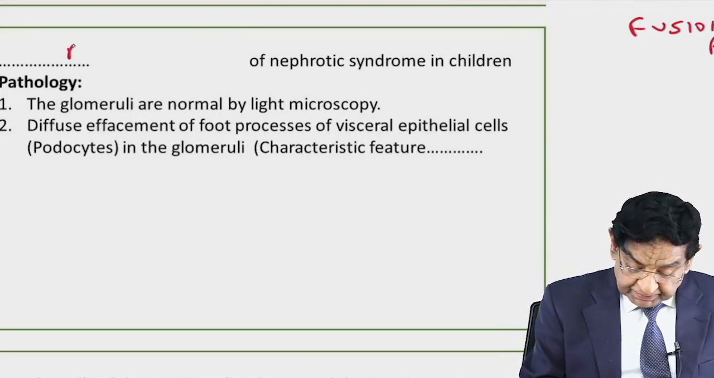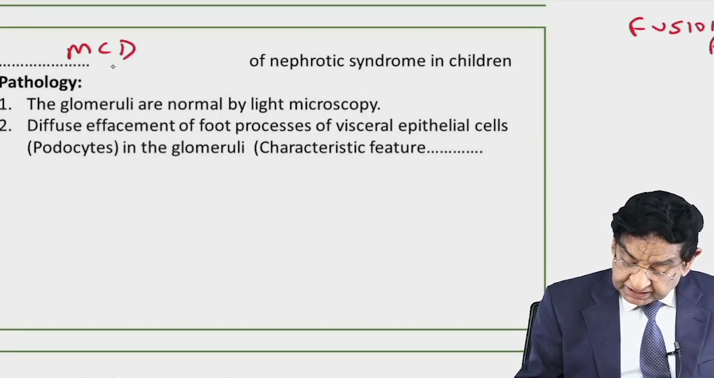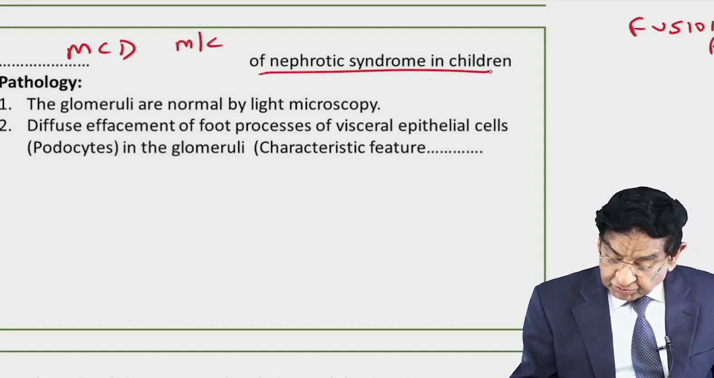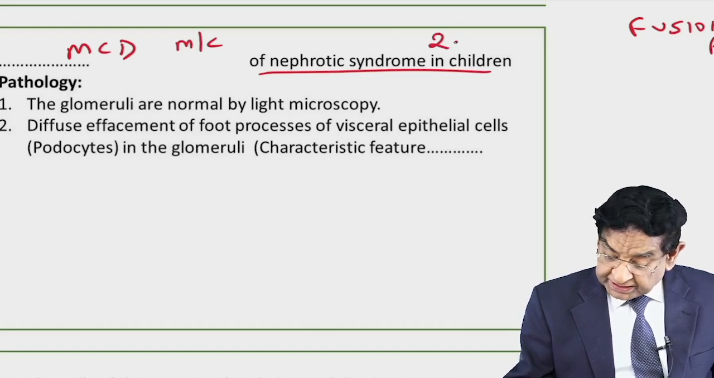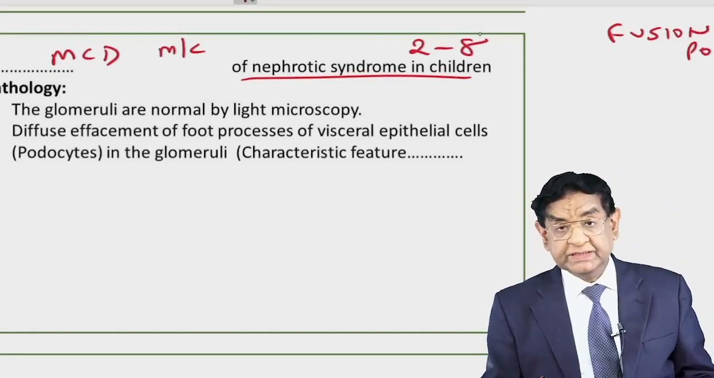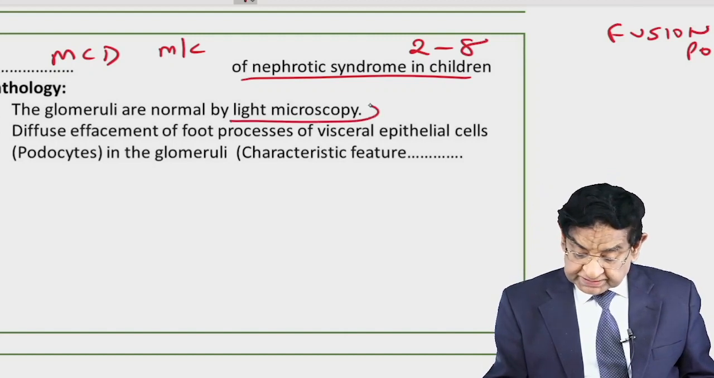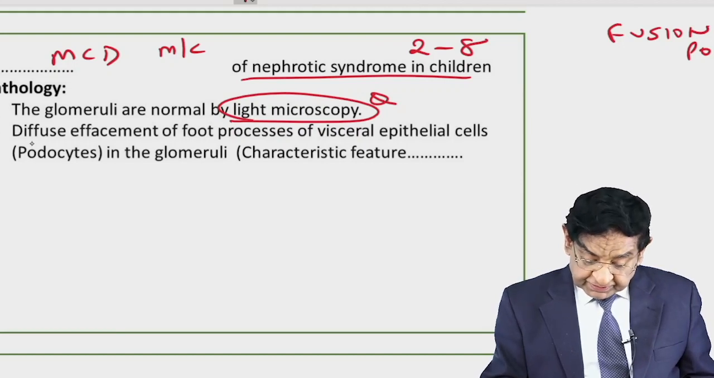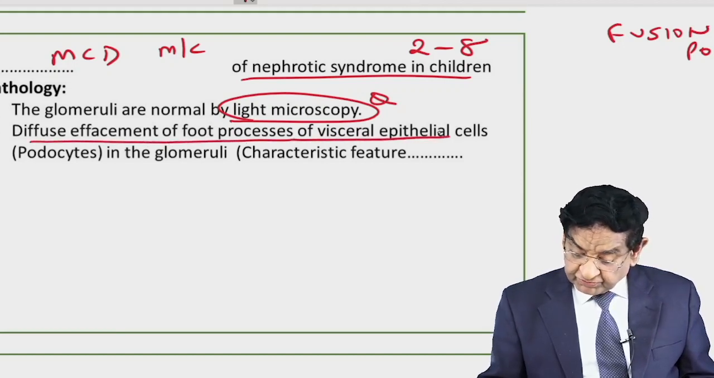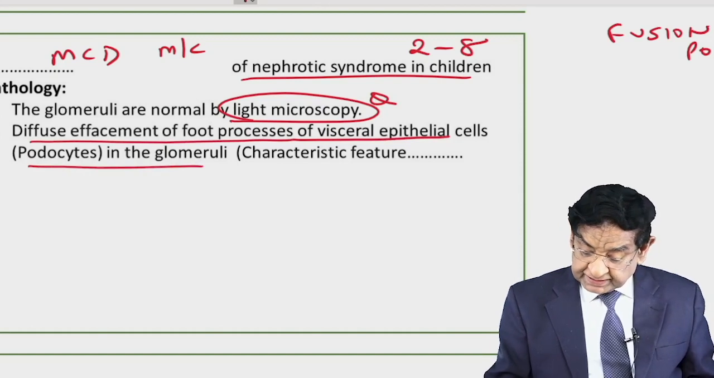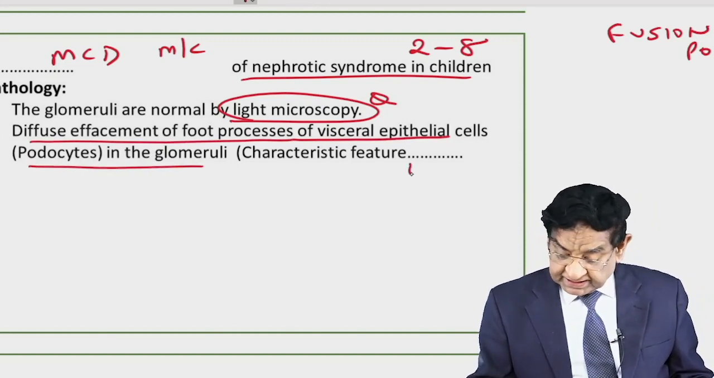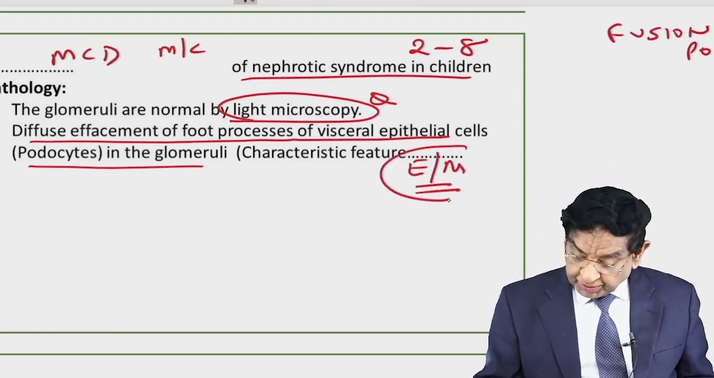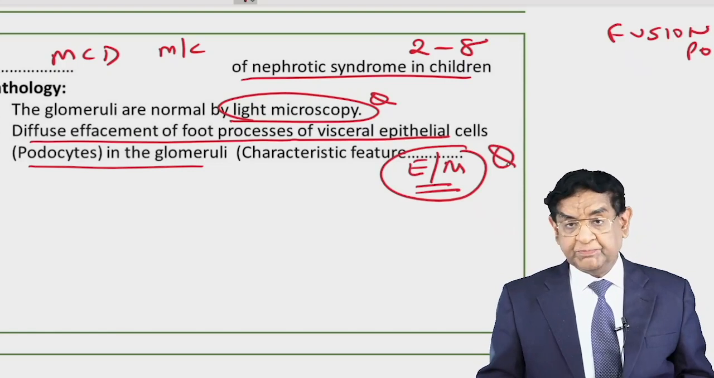Minimal change disease is the most common cause of nephrotic syndrome in children, classically in the age of 2 to 8. As I told you, in the pathology, light microscopy is normal, a very important point that you should remember. And there is diffuse effacement of foot processes of visceral epithelial cells, so-called podocytes, and this, as I told you, is seen classically in electron microscopy. Light microscopy is normal. Again, a point to be remembered. The Q means the point you have to remember.